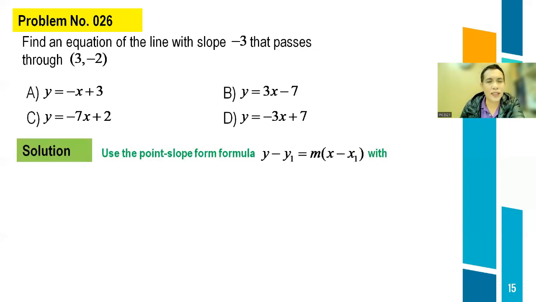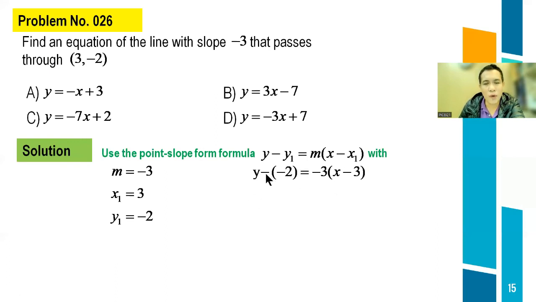Okay, for the solution, we will use the point-slope formula for the equation of the line. So we have y minus y sub 1 is equal to m times (x minus x sub 1), with m equal to negative 3. So the slope is negative 3. x sub 1 is 3. y sub 1 is negative 2. We'll substitute in this equation. So we have y minus negative 2 is equal to slope negative 3 times (x minus 3). Okay, so we have the equation.